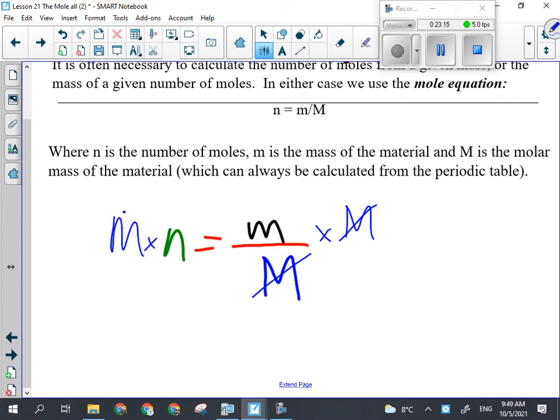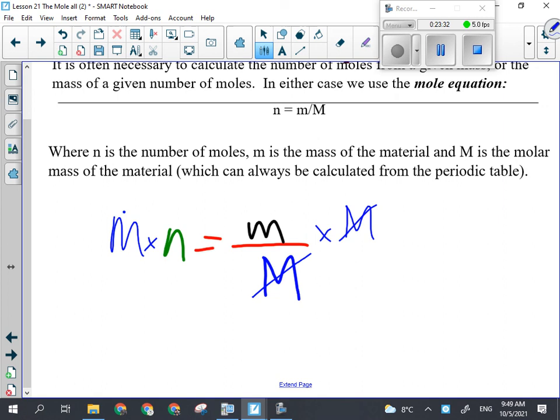I just manipulated that equation to solve for little m. All I had to do was multiply both sides by big M, and it was over to the other side, and I'm solving for mass. Okay? Everybody with me so far? That's the only manipulation of that formula you're going to have to do.